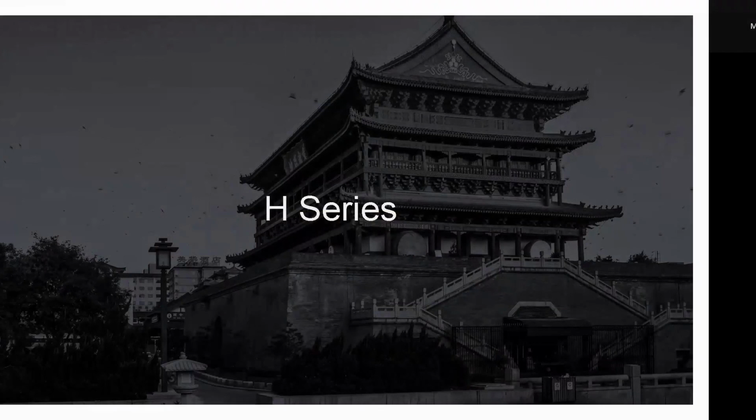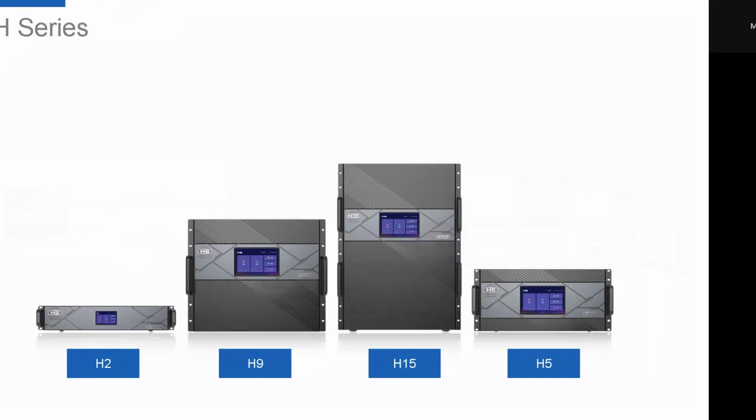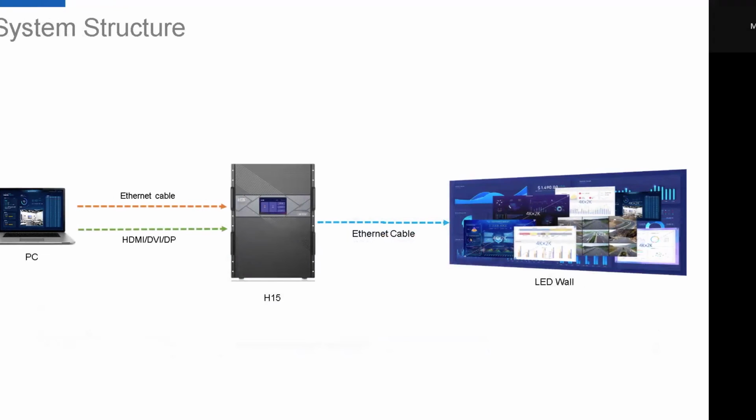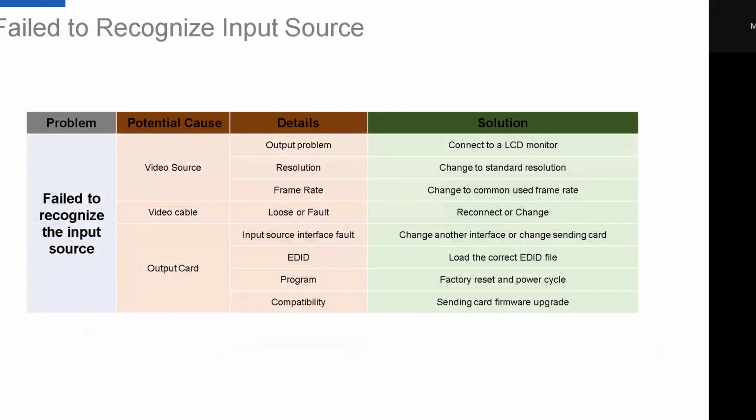And the last one is the H series. For now, we have H2, H5, H9, and H15. Same as the independent controller and all-in-one processor, let's check out the system structure first. The video source is connected to H series products directly and then goes to the LED screen. It's pretty simple. And here's another table that lists all of the potential causes and the corresponding solutions.